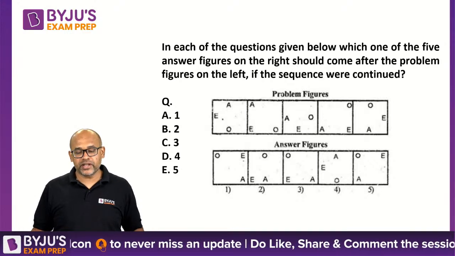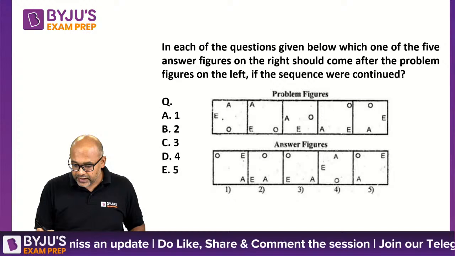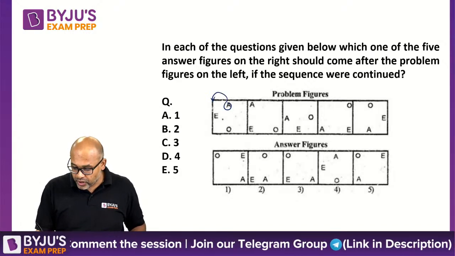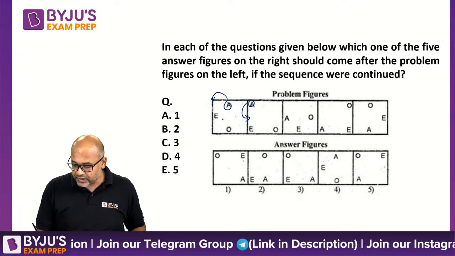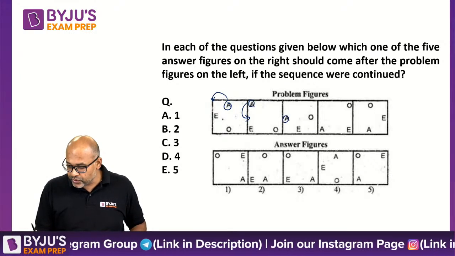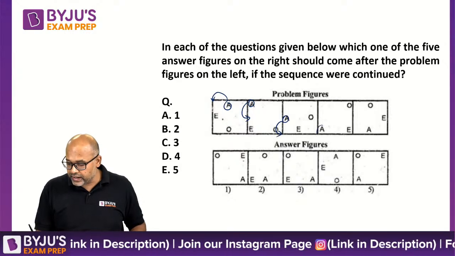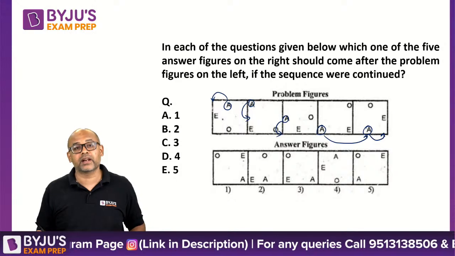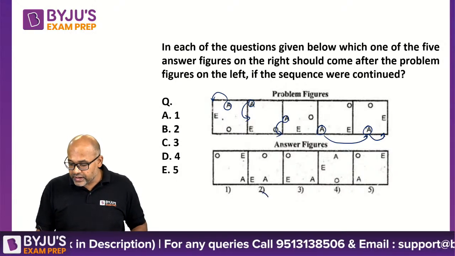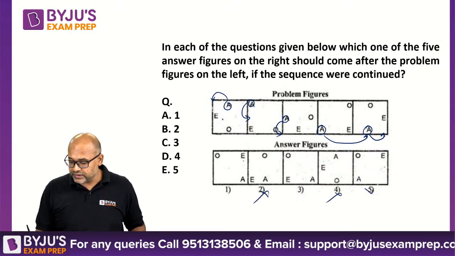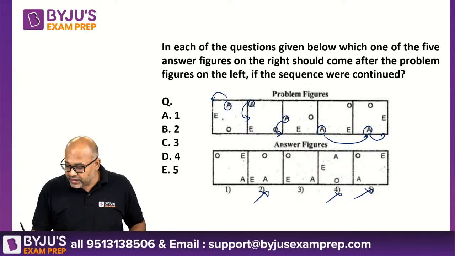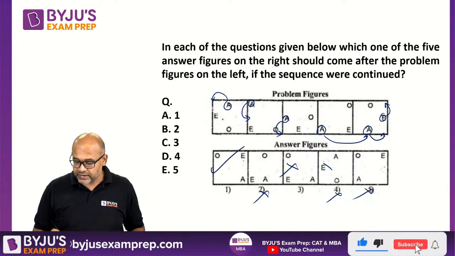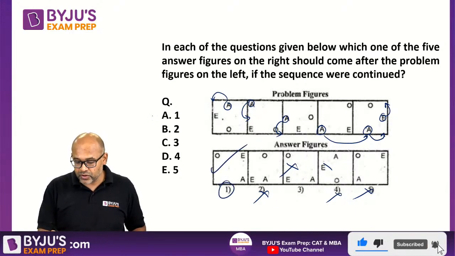Alright, so the first one is quite straightforward. You can see that the A is going to the corner, and from the corner it is coming into the center, and from the center it is going into the corner again, from corner to the center, and therefore the next one should be at the right side corner. So clearly this is not your answer, this is not your answer, this is not your answer. Now similarly E should move up to this corner, so this is ruled out. So the correct answer happens to be the first figure, which is option A.